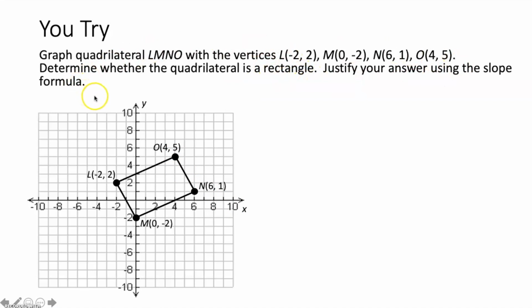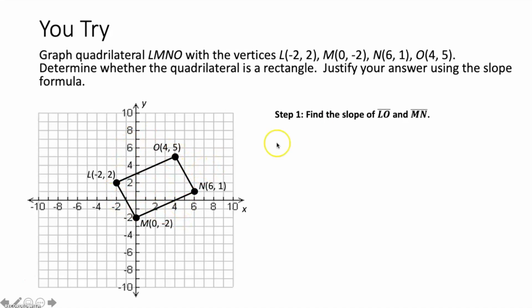So this one's actually way easier. You just find the slope of each side. If opposite sides have the same slope, that means opposite sides are parallel, meaning it's a parallelogram. And if adjacent sides have perpendicular slopes, then they form 90-degree angles, meaning it's a parallelogram with all right angles, meaning it's a rectangle. So let's just find the slope of each side.